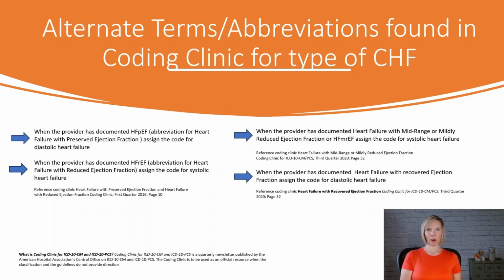HFpEF stands for heart failure with preserved ejection fraction and is coded as diastolic heart failure. HFrEF stands for heart failure with reduced ejection fraction and is coded as systolic heart failure. Heart failure with mid-range or mildly reduced ejection fraction is coded as systolic heart failure, and it may be abbreviated in the record as HFmrEF. And finally, heart failure documented to be with recovered ejection fraction is coded as diastolic heart failure.